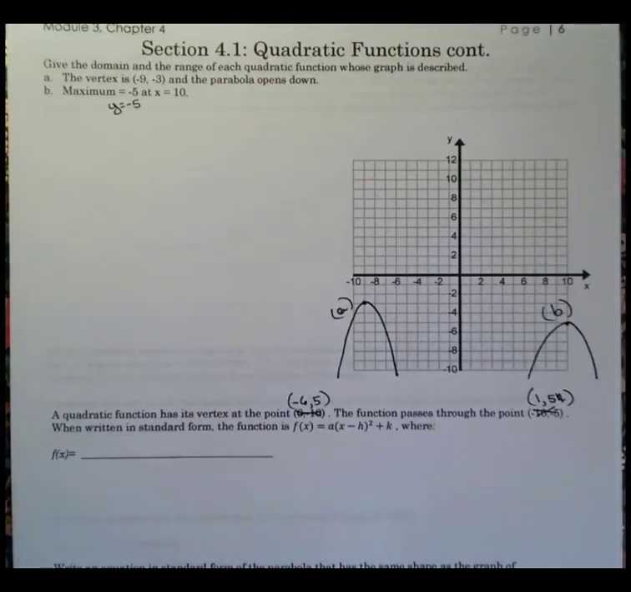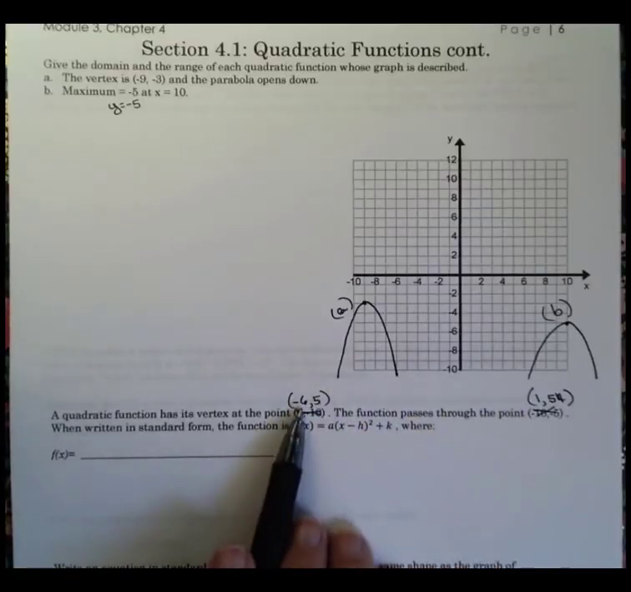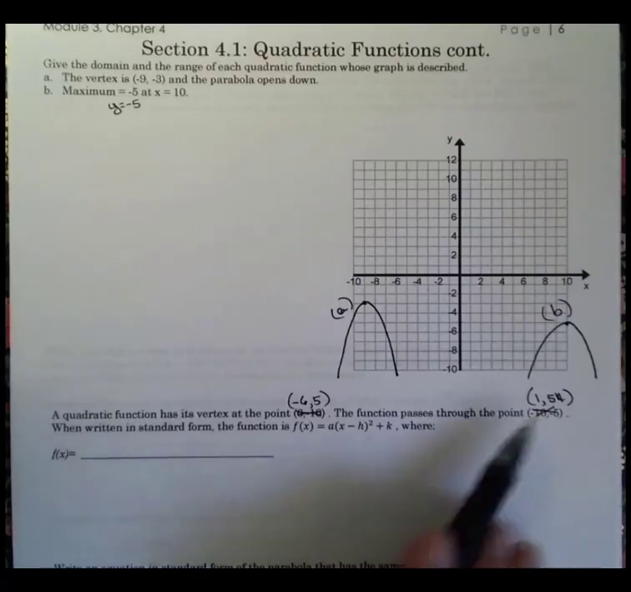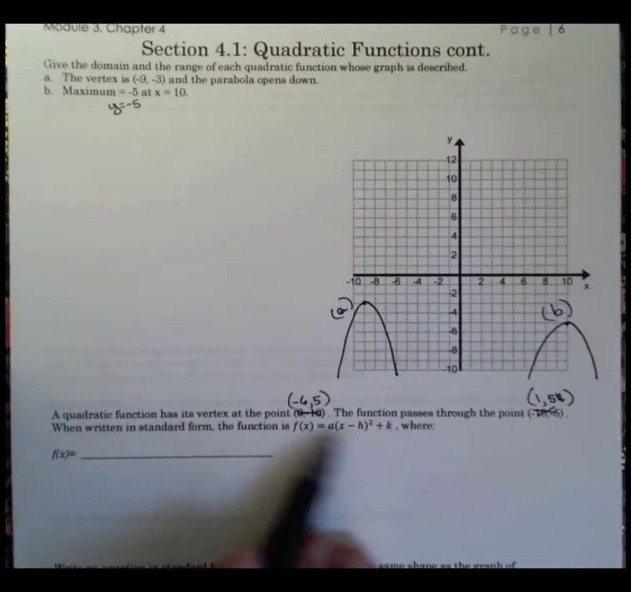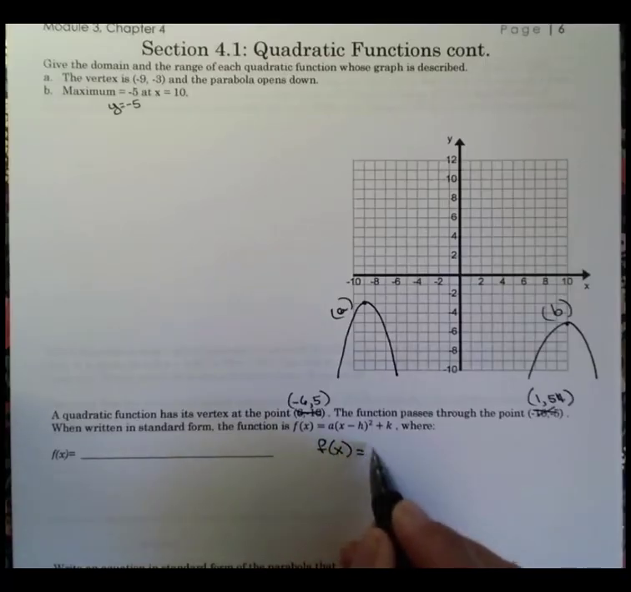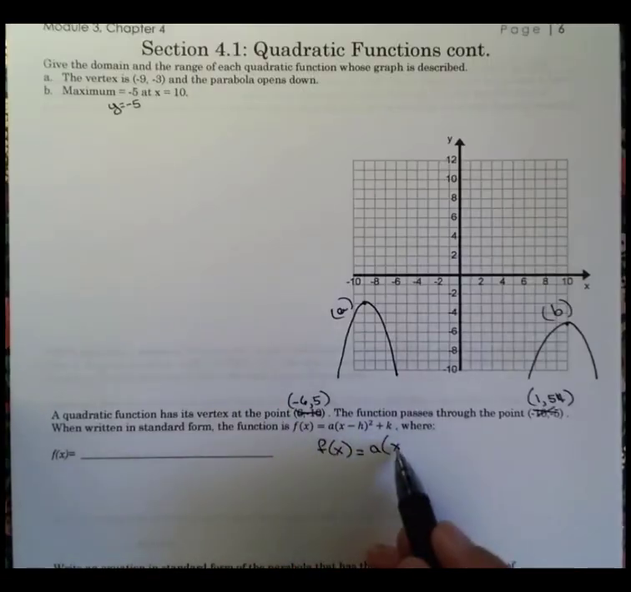And then, of course, they want us to write it in standard form. Now, they've given us the vertex, and they've said it passes through a point. Now, this is not an intercept point. This is just a point that it passes through. And they want to see if we can write this equation in standard form, okay? So what we have to think about is what's it going to look like? I'm going to say, well, f of x is equal to a times, and then I've got x, and it would normally be x minus h, right?